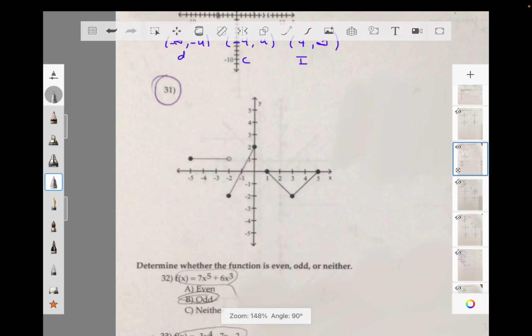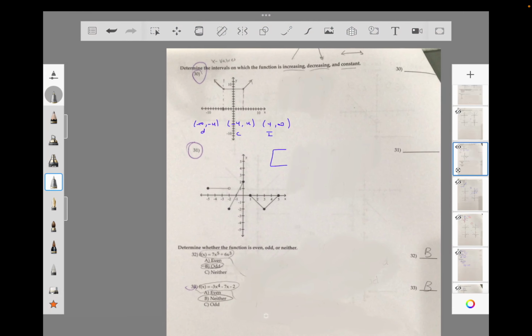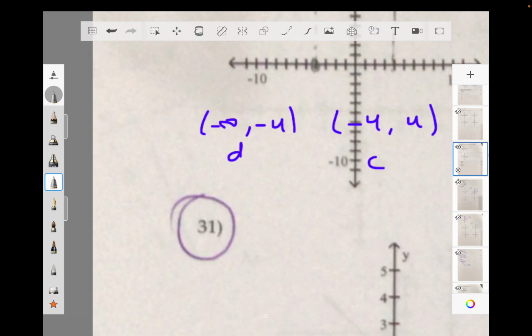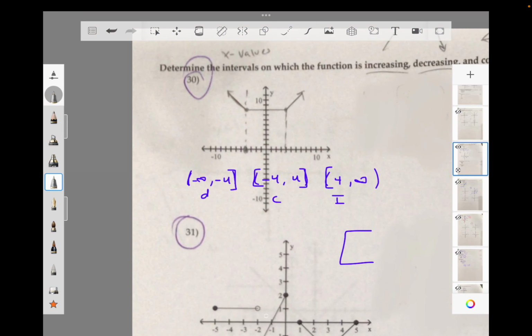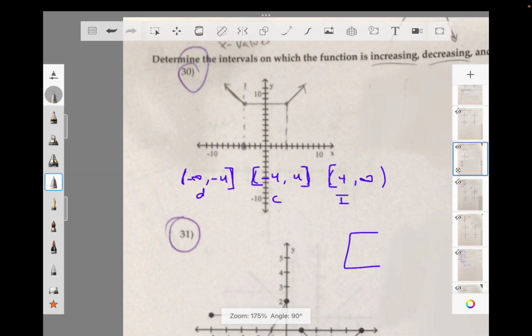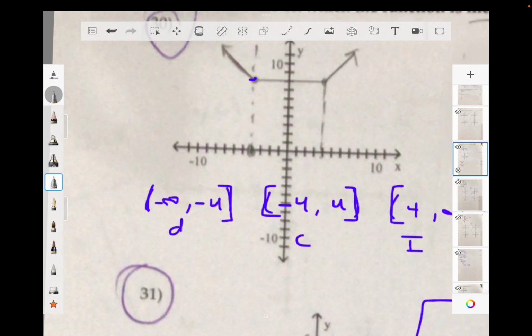I'm not sure if it specifies using brackets or parentheses. I guess I could do this, right? There's parentheses, bracket, bracket, parentheses. Because the bracket means it touches the point, while the parenthesis means it approaches, never touches, right? And you approach infinity, you don't touch it, but in here you can see that it's touching -4 and 4. So that's why I use the brackets for some of them.